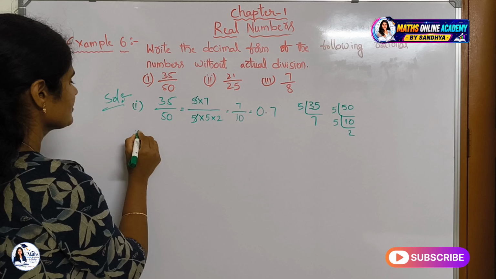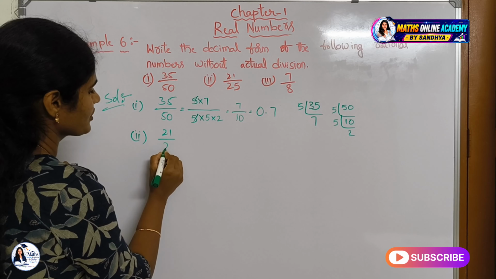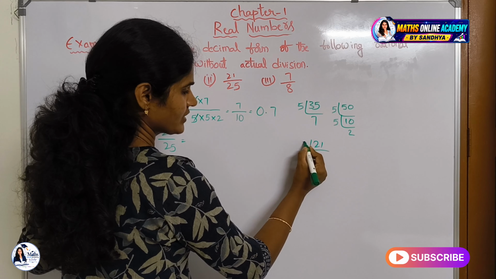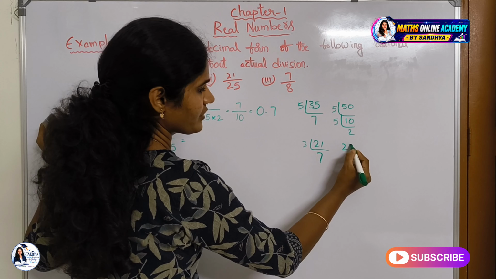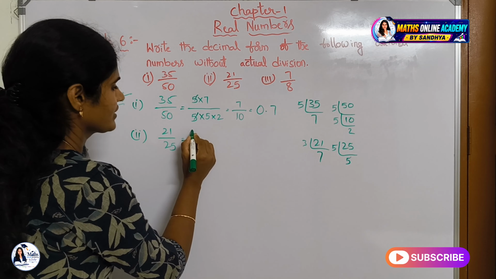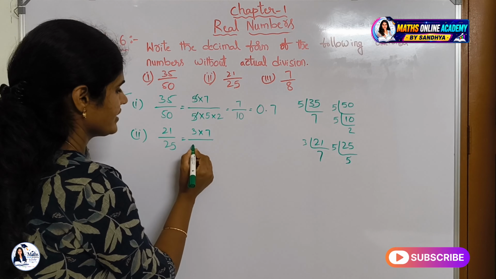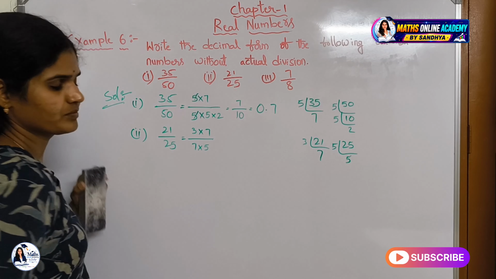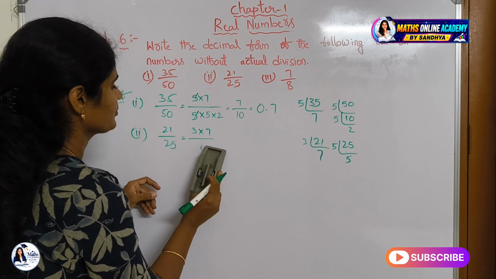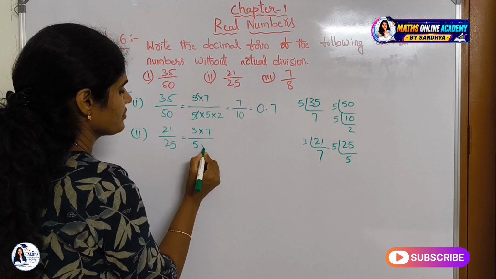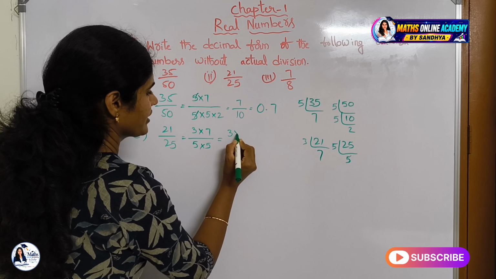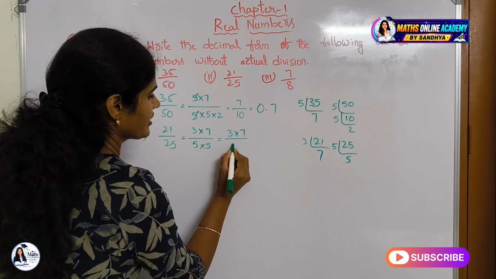Next question is 21 by 25. Again for 21, you write 3 into 7, and for 25 you write 5 into 5. So 21 by 25 is 3 into 7 by 5 square.